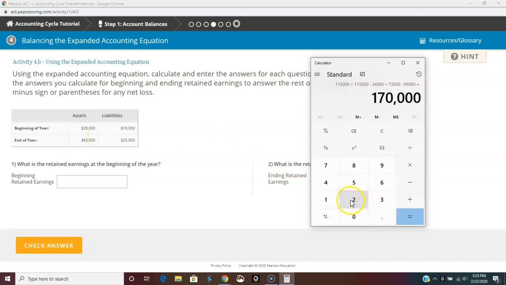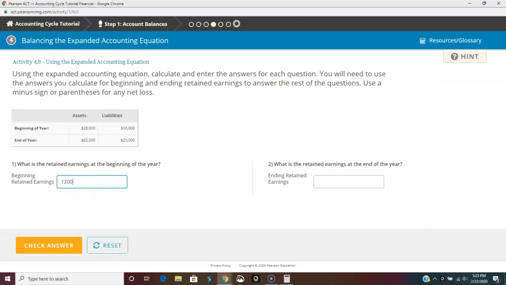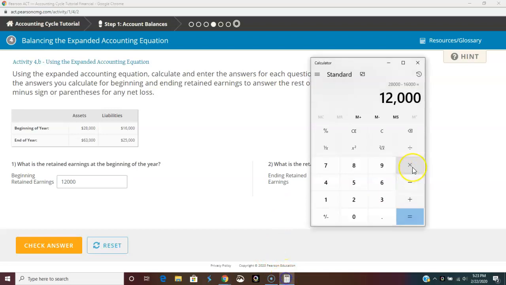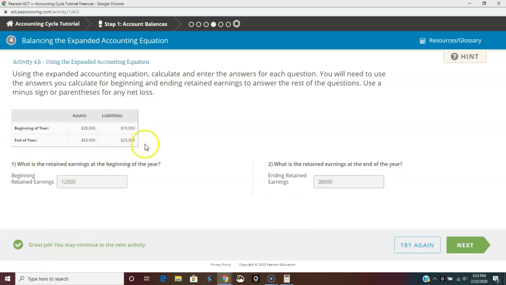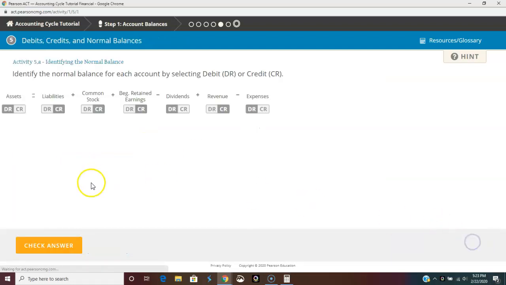28 minus 16 equals 12. So beginning retained earnings is 12. And at the end of the year will be 63 minus 25, 38,000. I hope. Correct. Next.